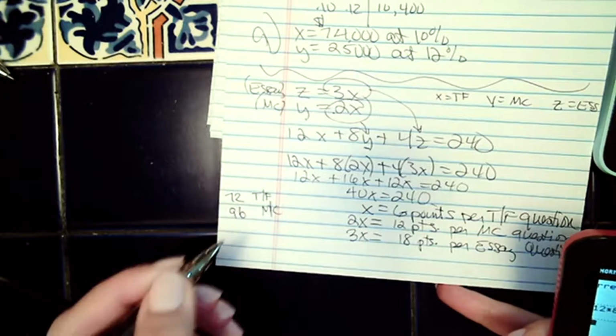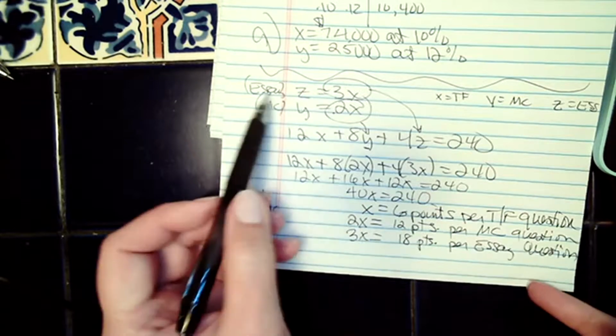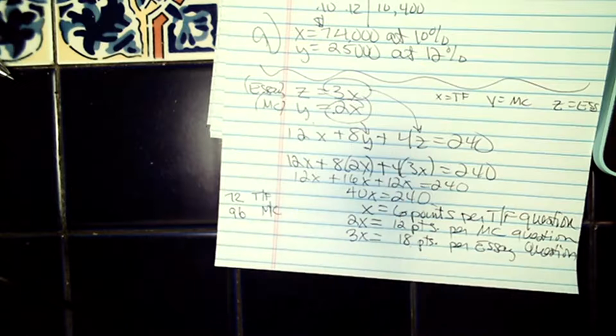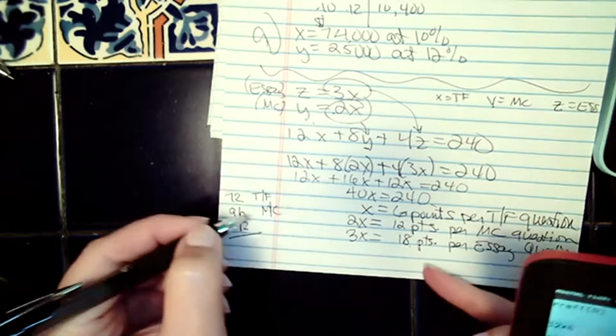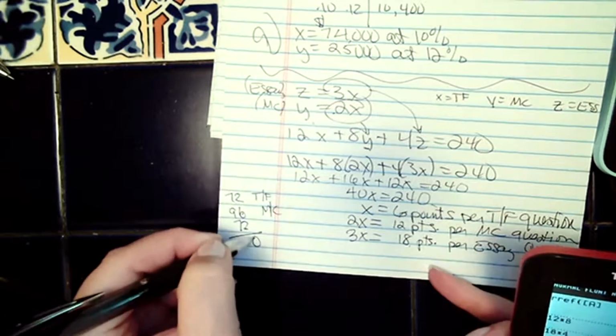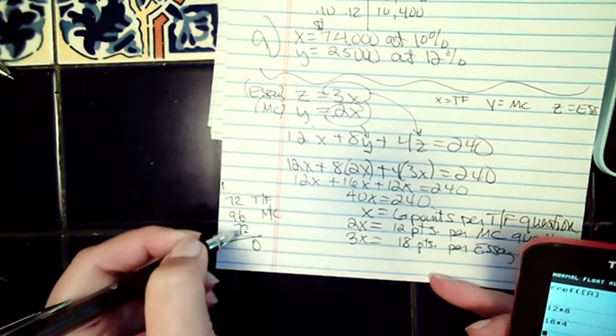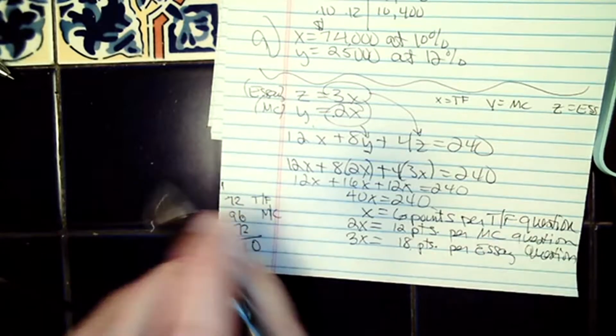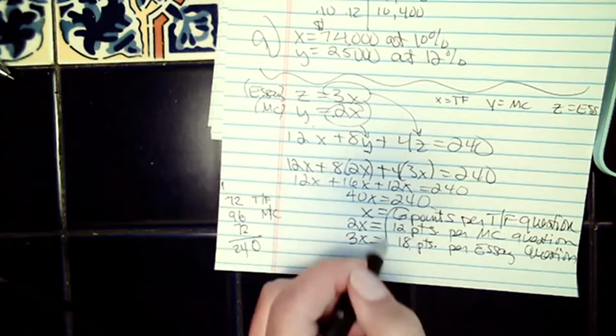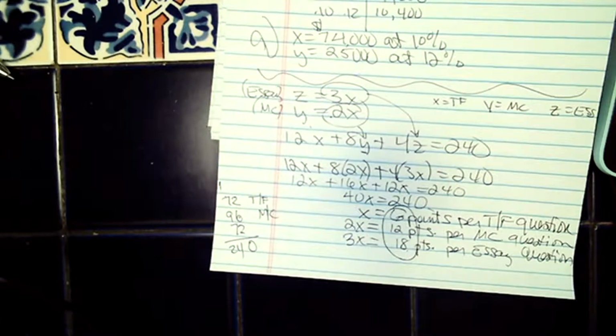Here's your multiple choice total points. And then how many essay questions? We had 4 essay questions times 18 points per question. That's 72 points. All right, so 6, 7, 8, 9, 10. So 14 and 10 would be 200. Yeah, it works. All right, so these are the answers.